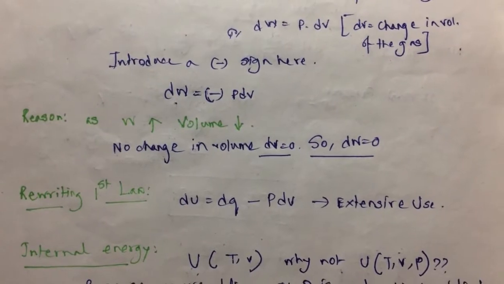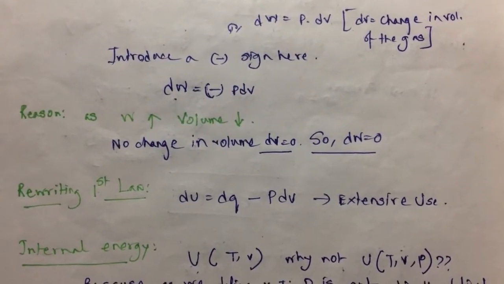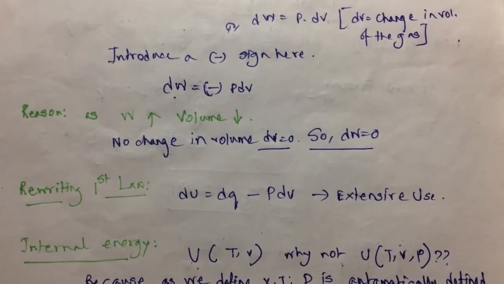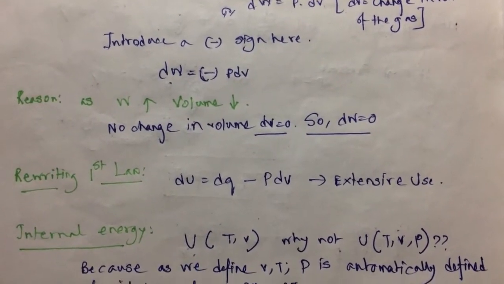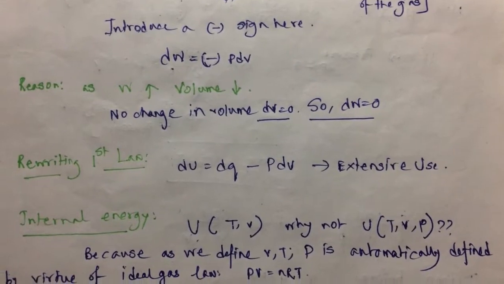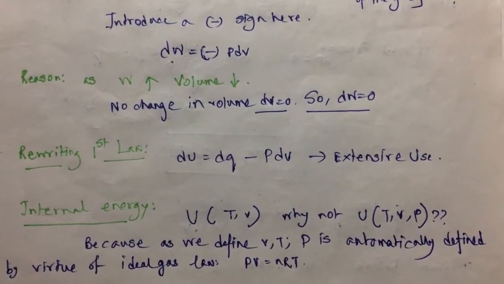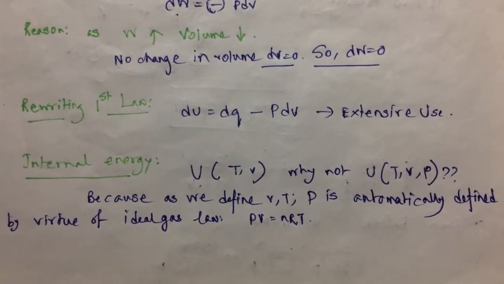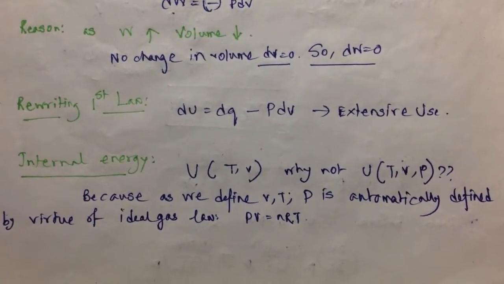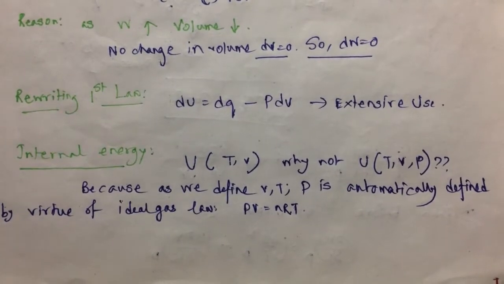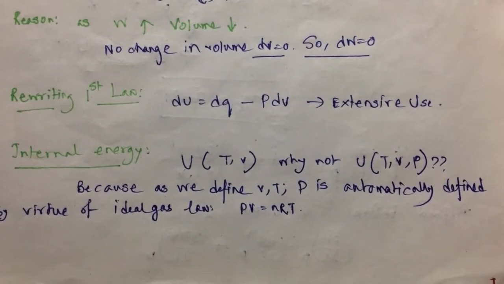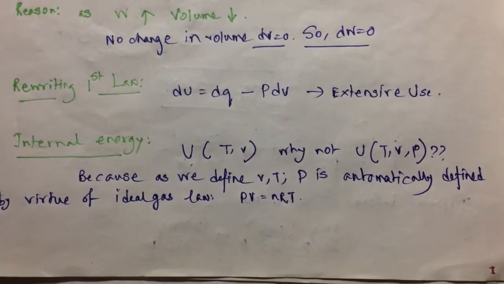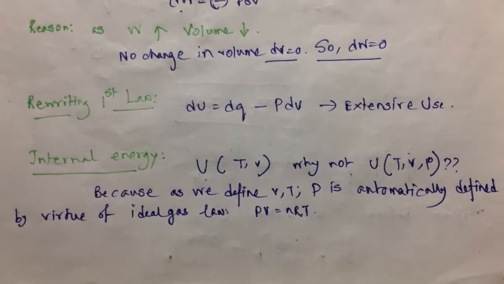As work increases, the volume of the gas decreases, and if the volume of the gas does not change, that means dV equals 0. So it's quite evident from this equation that dW, the work done, is also equal to 0. So we rewrite the first law of thermodynamics, which is dU equals dQ plus dW, and dW here is minus PdV, and this equation will also have extensive use throughout the section.